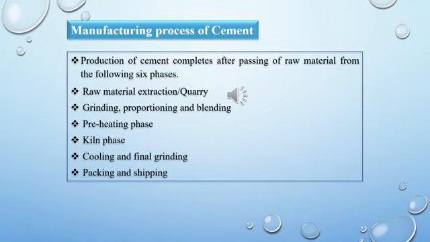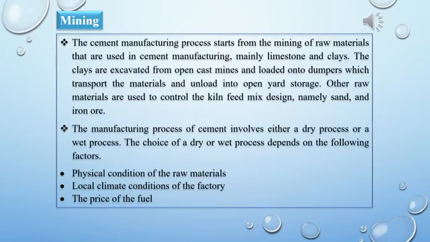So students, these were the 6 major phases which are very necessary or very important in the cement industry. After passing these 6 phases, raw material is converted into the cement.